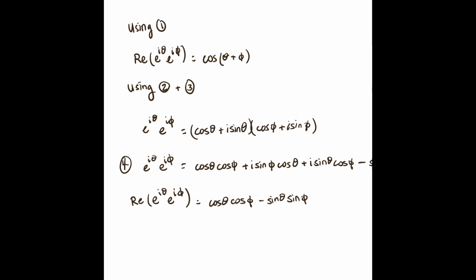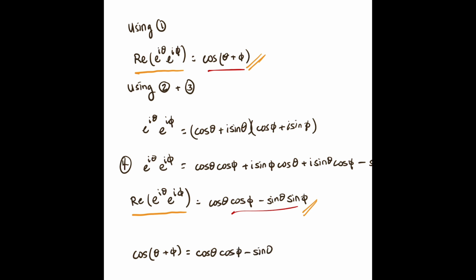Now, if we look at this equation and this equation, the left-hand side is the same. Therefore, these two quantities must be equal, and that's exactly what we're looking for. So cosine of (theta plus phi) is equal to cosine of theta cosine of phi minus sine of theta sine of phi. And this is the normal formula for cosine of (theta plus phi).